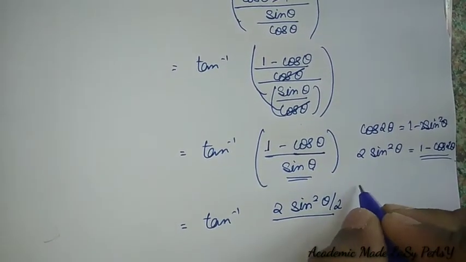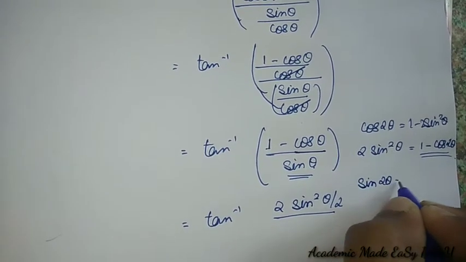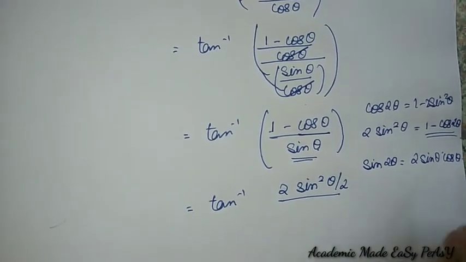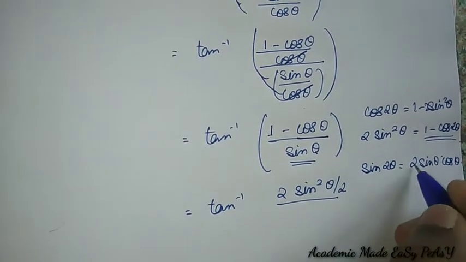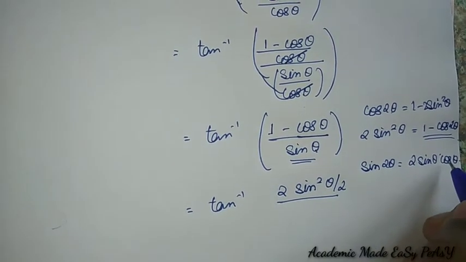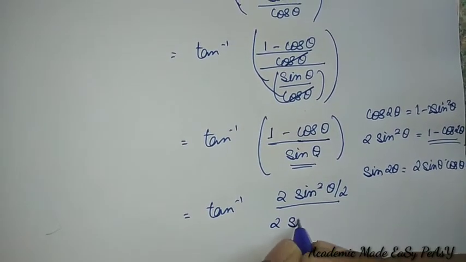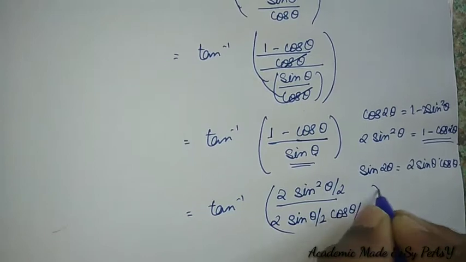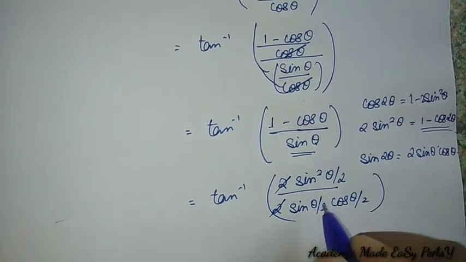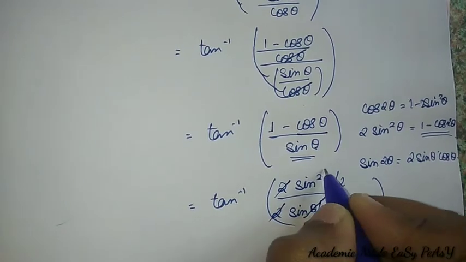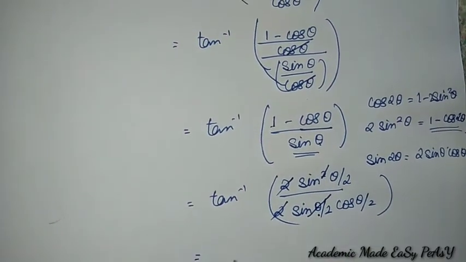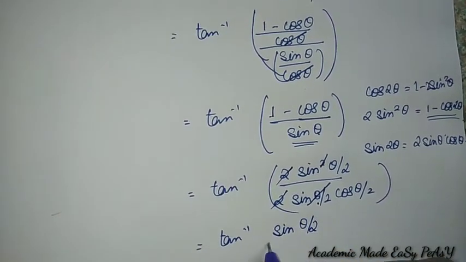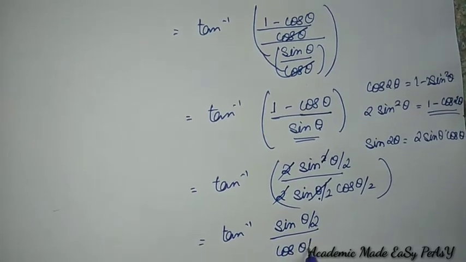I also have a formula sin 2 theta is equal to 2 sin theta cos theta. Here only theta is there, so what will I get? 2 sin theta by 2 into cos theta by 2. So 2 and 2 will get cancelled, and sin theta by 2 and sin theta by 2 will get cancelled. So I will have tan inverse of sin theta by 2 divided by cos theta by 2.